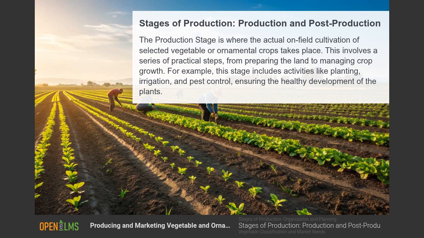Stages of production, production and post-production. The production stage is where the actual on-field cultivation of selected vegetable or ornamental crops takes place. This involves a series of practical steps, from preparing the land to managing crop growth. For example, this stage includes activities like planting, irrigation, and pest control, ensuring the healthy development of the plants.